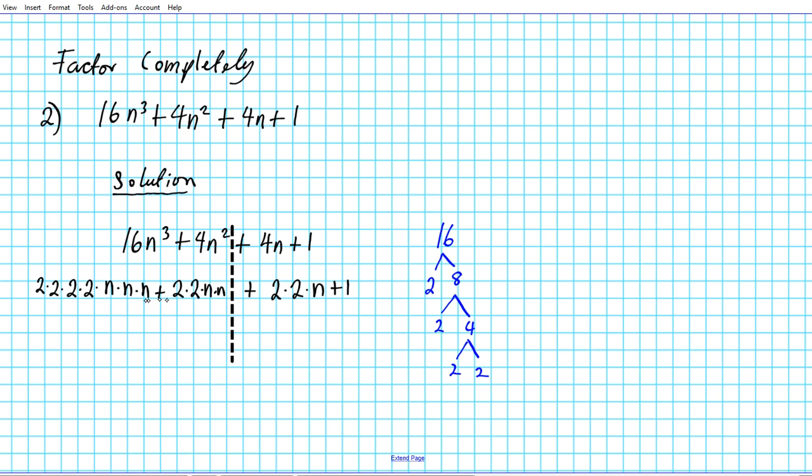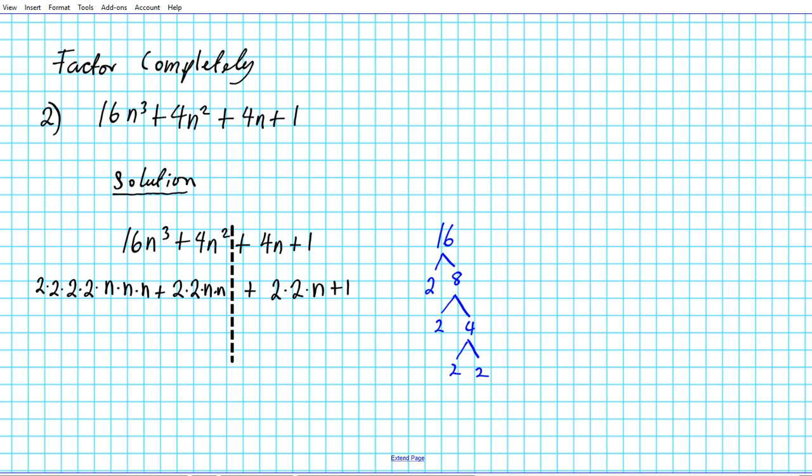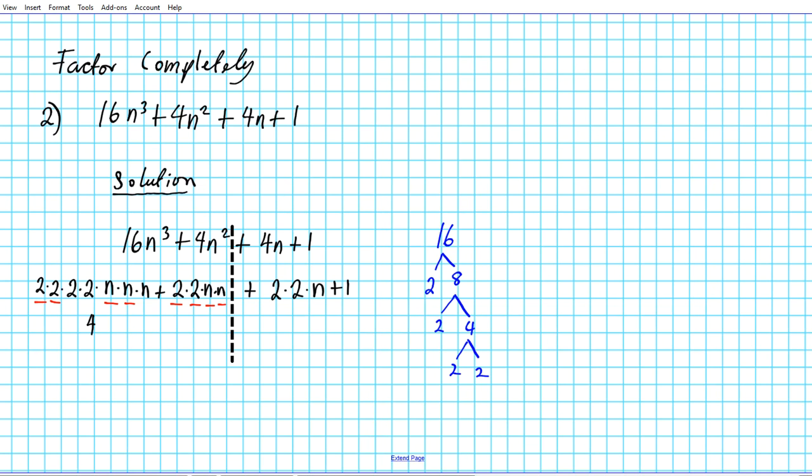Now we're going to take a look at the left side of our partition and see what common factors we can extract. If you notice, we have a 2 and a 2 here, and then a 2 and a 2 here. So those are common factors on the left side of our partition. We also have an n and an n here, and then also an n and an n there too. So we can factor out 2 times 2 times n times n. When we factor those out, we're going to have 2 times 2 is 4, and then n times n is n squared.